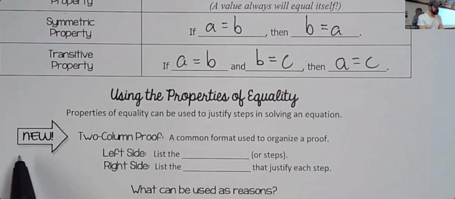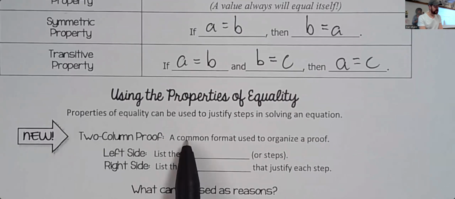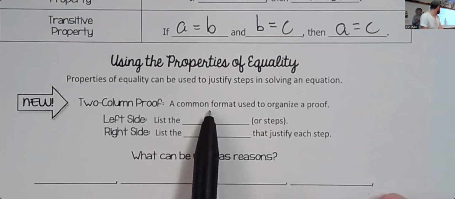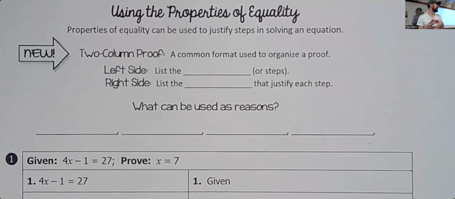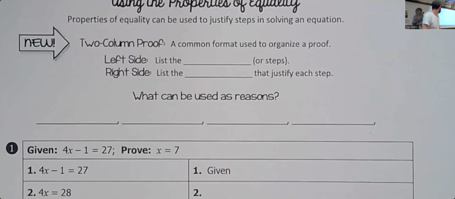Properties of equality. All right, so this is our new stuff for today. It's a two-column proof. It is a common format used to organize a proof. It's basically creating an airtight argument as to why you can get from the beginning of an equation to the end and get the correct answer. And you've got this step-by-step process that says, okay, this is what we did. This is why we did it. All right.